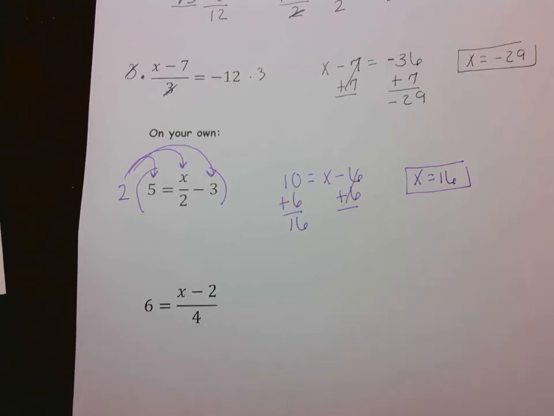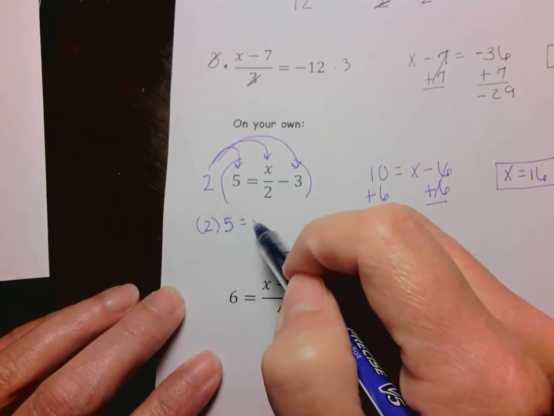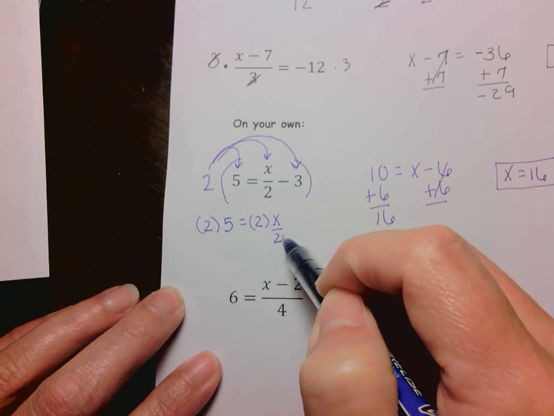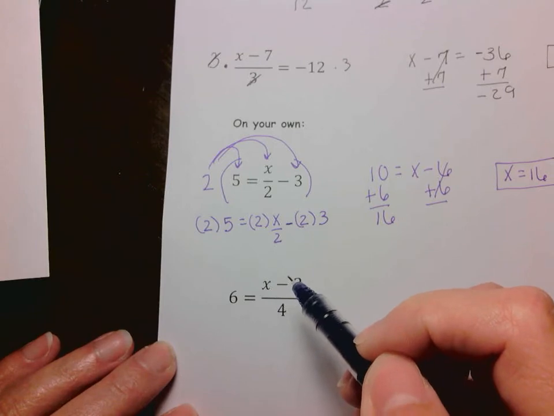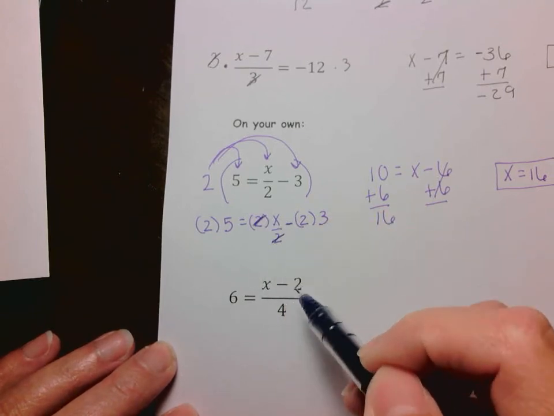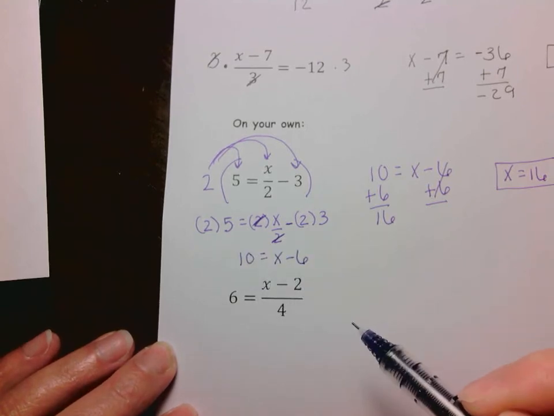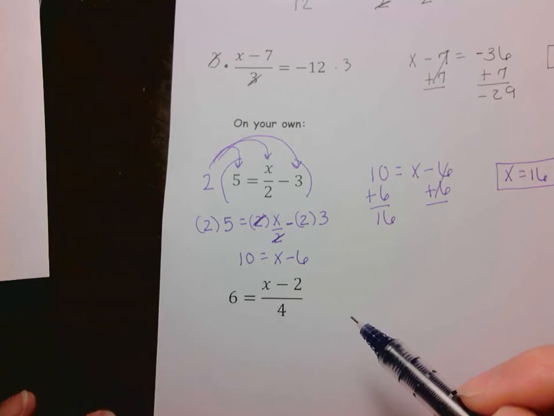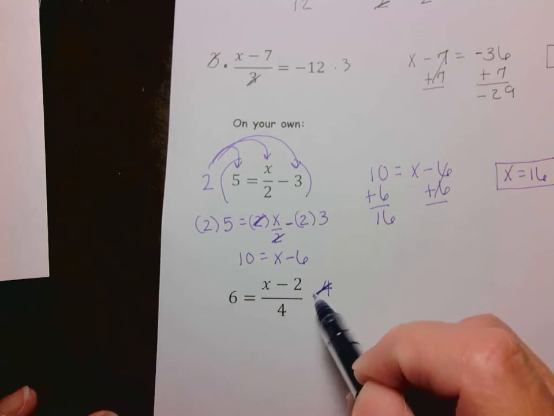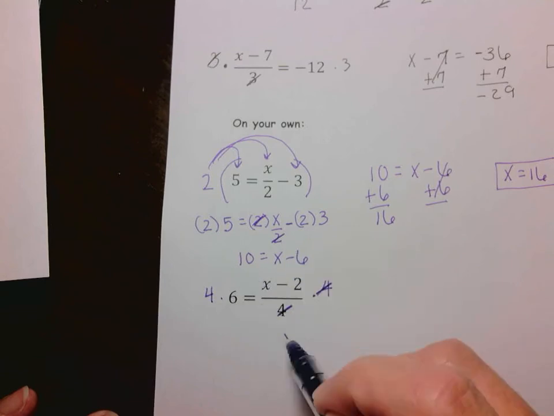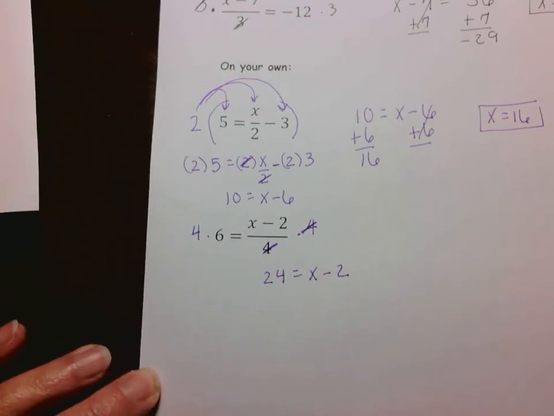If you have any questions about what I did, again, I'm multiplying each term by 2. And if you need to work it out like this, please do so, at least for now. I'm multiplying each term by 2. And so then what happens? My denominator cancels out, which is what I'm trying to do. And then I add 6 to both sides. And finally, on the last one, I have a denominator of 4. I want to get rid of it, so I'm going to multiply both sides by 4. And then I'm going to add 2.